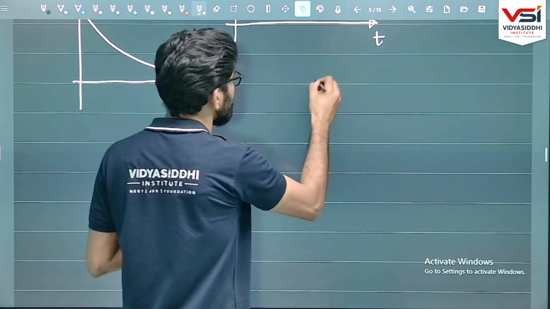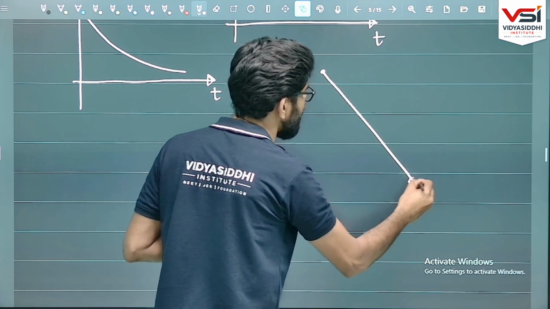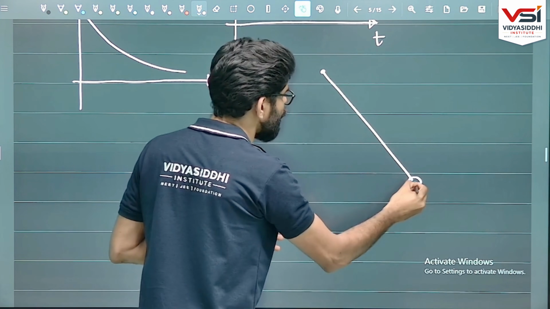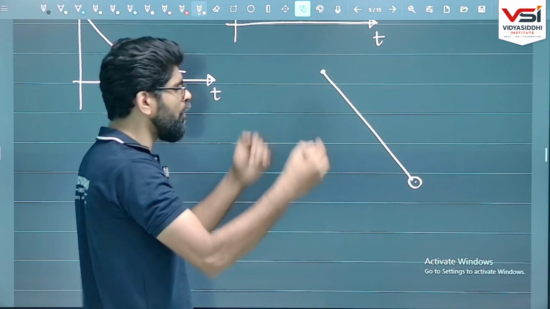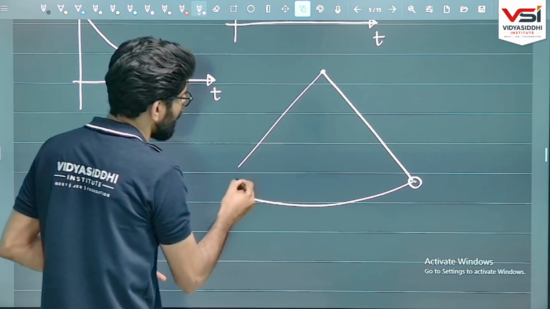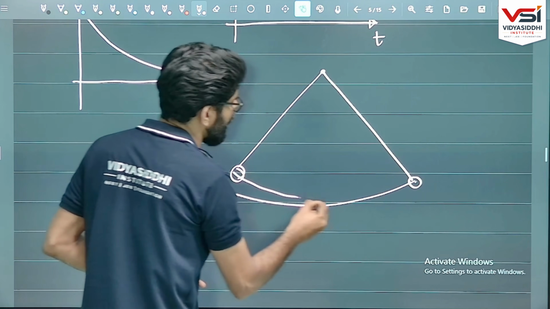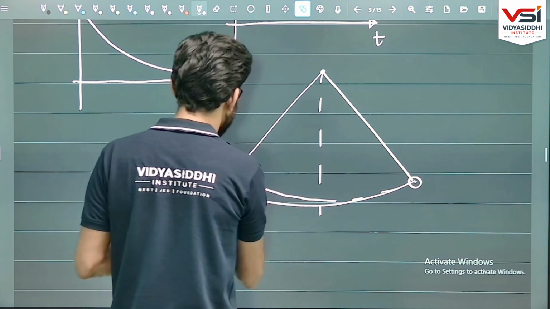So I am drawing that setup. A simple pendulum is oscillating near this wall. It won't touch the wall; it is slightly projected away from the wall so that it can oscillate parallel to the wall. It will keep oscillating like this, and on the wall a meter scale is attached.